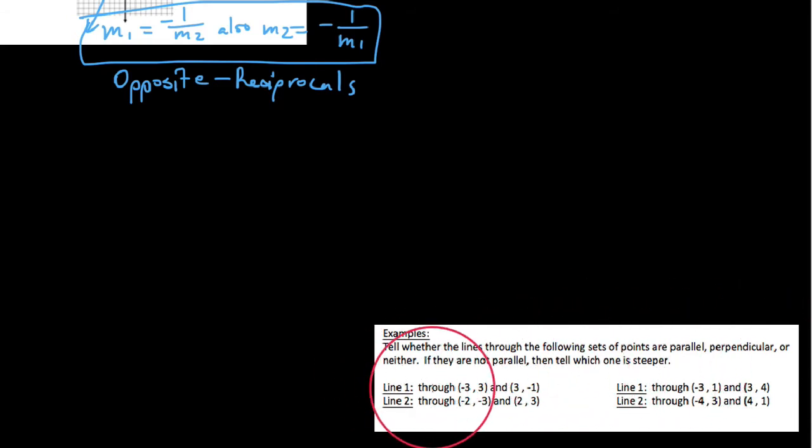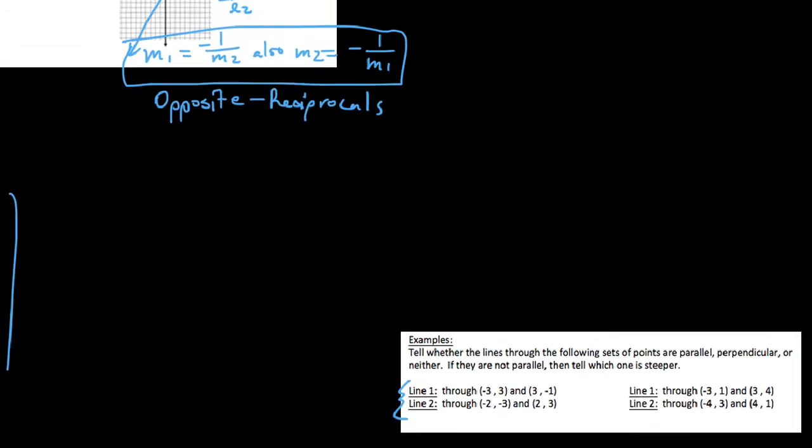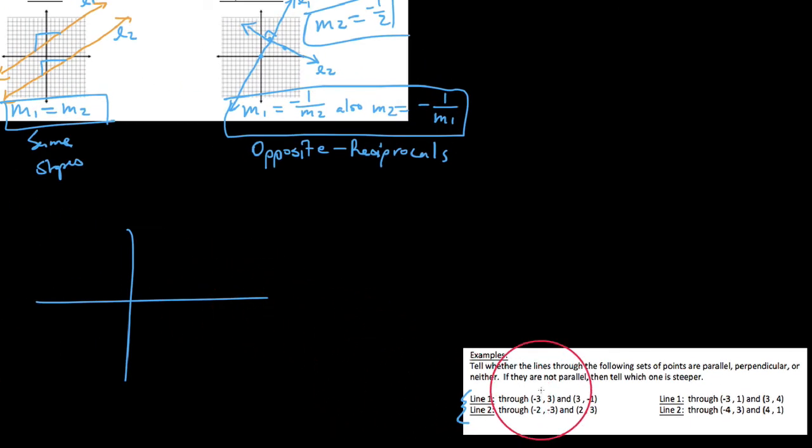Okay, so when I look at these, I've got a couple of lines here, and I'm looking at the points that they go through. So here's one thing that I like to do, and it's just kind of sketch out a diagram of the situation. This first one here says -3, 3. If I were to go left 3 and up 3, -3, 3, that would be this point right here.